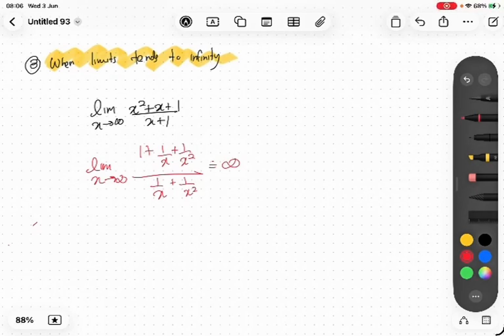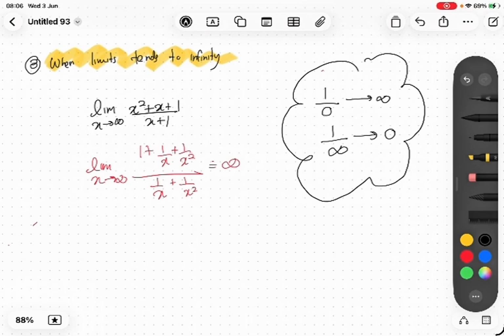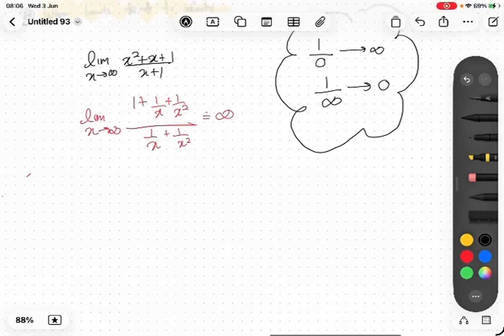So in this case, what we have to know is, if it is 1 over something, when the denominator tends to 0, the answer tends to infinity, and when the denominator tends to infinity, your answer from this overall fraction tends to 0. So you should know this fact, then you can do these questions, right? Let's try another example, one more.